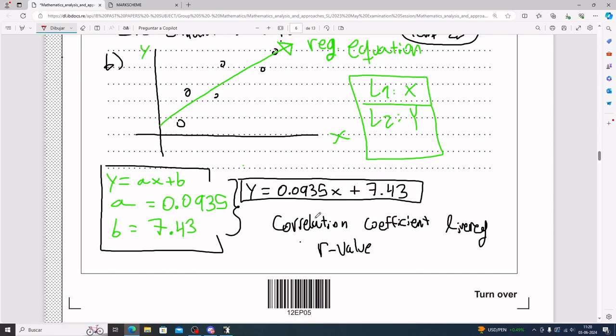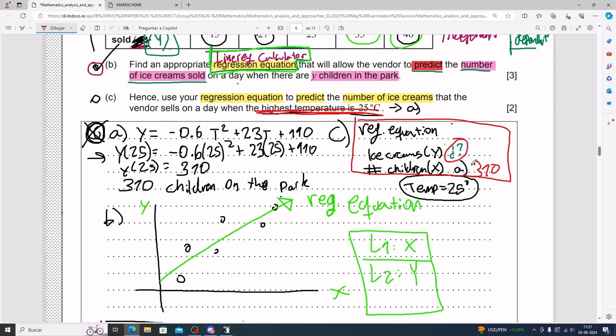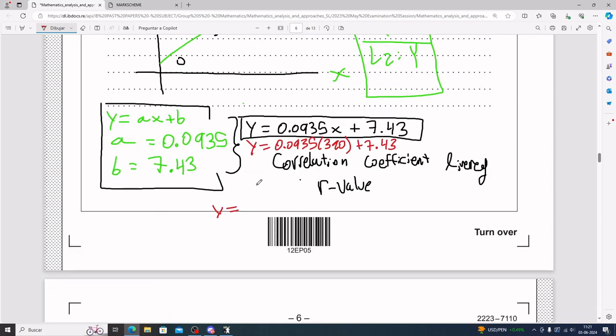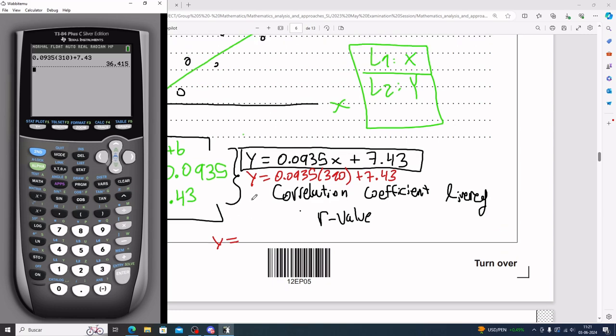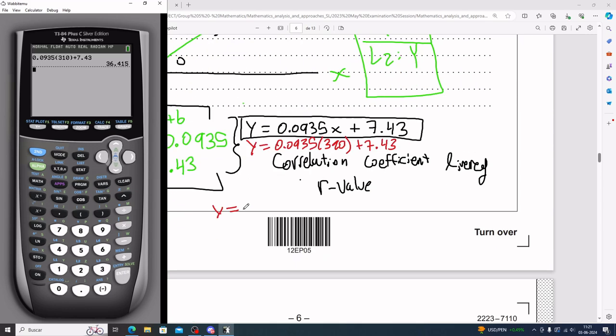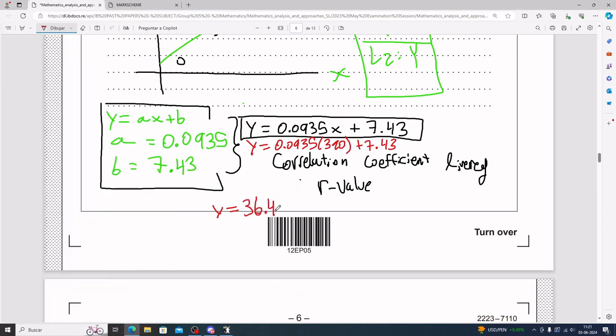See? So in your regression equation over here, we will be having 0.0935 times 310 plus 7.43, right? And so what is my y value when I have an x of 310, or a number of children of 310? Let's put this into our graphing calculator. We end up with 0.0935 times 310 plus 7.43. Let me check that all my values seem correct. Yes, they do. And so for the ice creams sold, we can put 36.415.